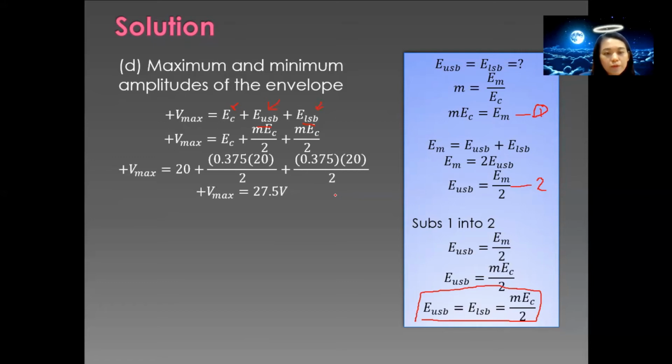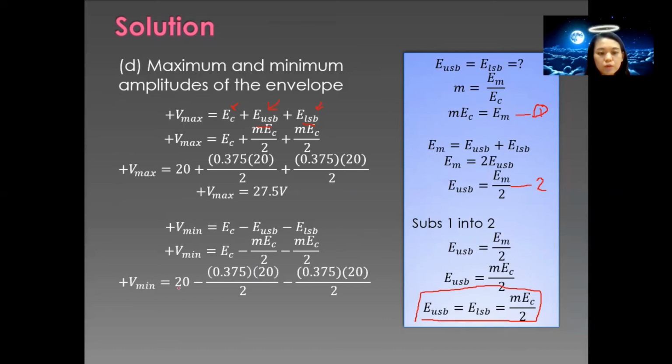Now we want to find our positive minimum amplitude for the envelopes. So positive V minimum is equal to EC minus EUSB minus ELSB. So we just substitute our EUSB and ELSB with M EC divided by 2. And then we just put in 20 minus 0.375 multiplied by 20 divided by 2, and minus 0.375 multiplied by 20 divided by 2. And we get the answer 12.5 volts.